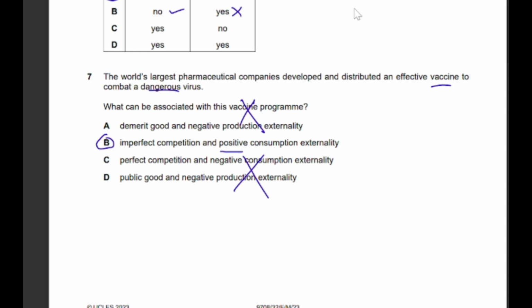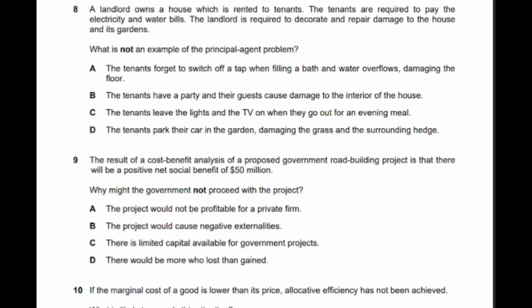There is imperfect competition and positive consumption externalities. Imperfect competition is basically when prices can be discriminated. Again, stop the video and read this question carefully.